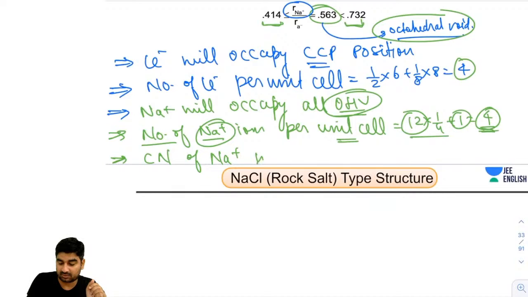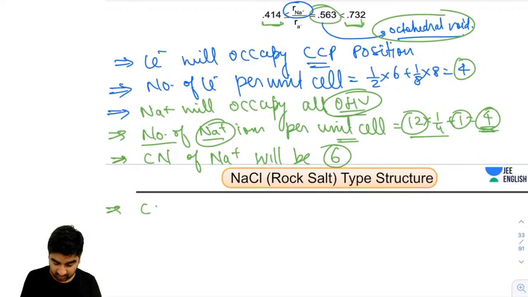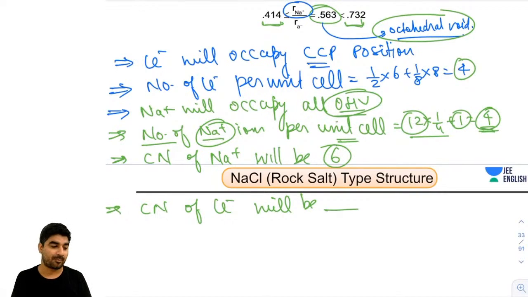Coordination number of Na plus will be 6. Why? Because Na plus is present in octahedral void. And now you have to find out the coordination number of chloride ion. We will do it using the structure, right? Because for Na plus I gave you the direct answer. And how did I give you the direct answer?